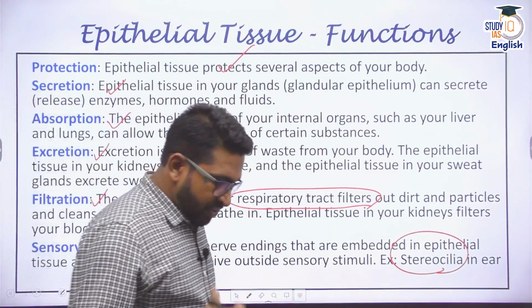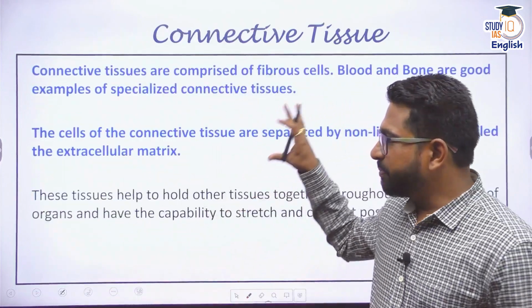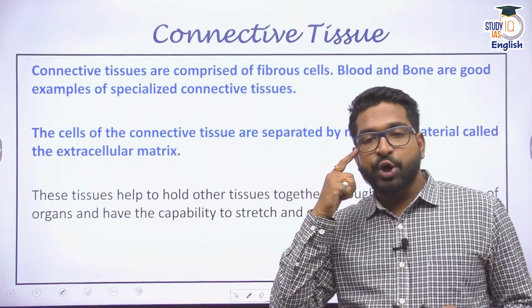All right. So this is the first kind of tissue, that is epithelial tissue. Let's move to the next one. Let's talk about connective tissues.